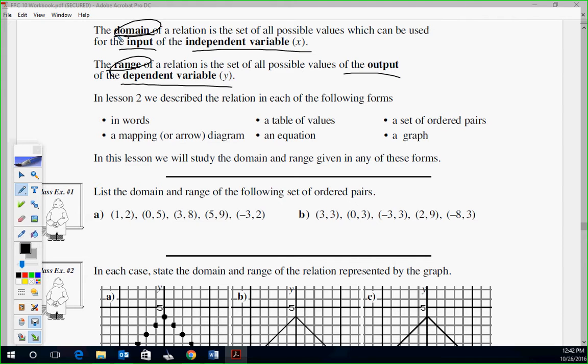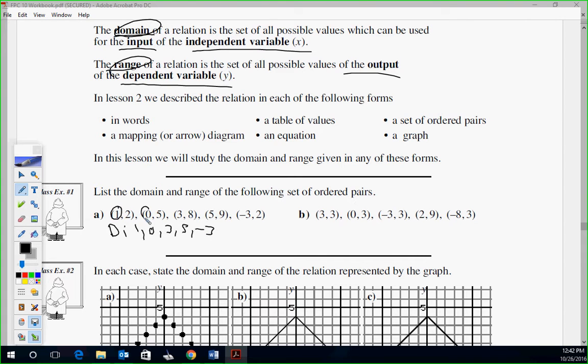In lesson 2, we described relations in each of the following forms. So this was yesterday: with words, a table, ordered pairs, a mapping diagram, an equation, and a graph. So list the domain and range of the following set of ordered pairs. I'll do this one. Domain is 1, 0, 3, 5, -3. Those are my possible x's. So that's my domain. I grabbed all the x values, right? Because in terms of points, this is 1, 0, 3, 5, -3.